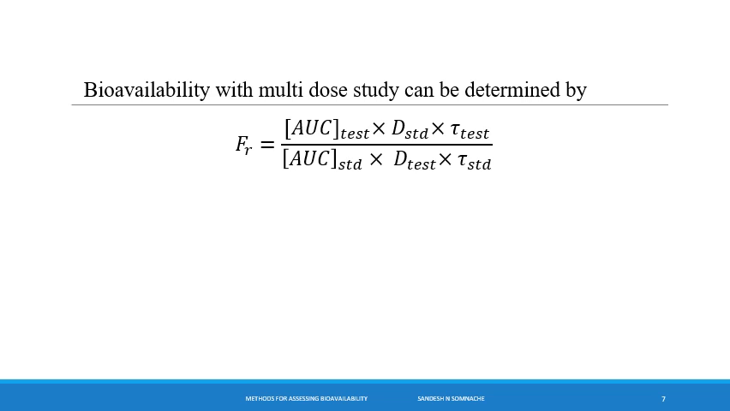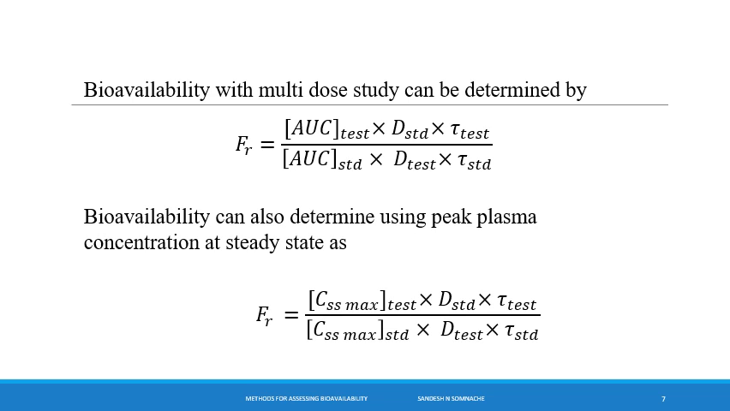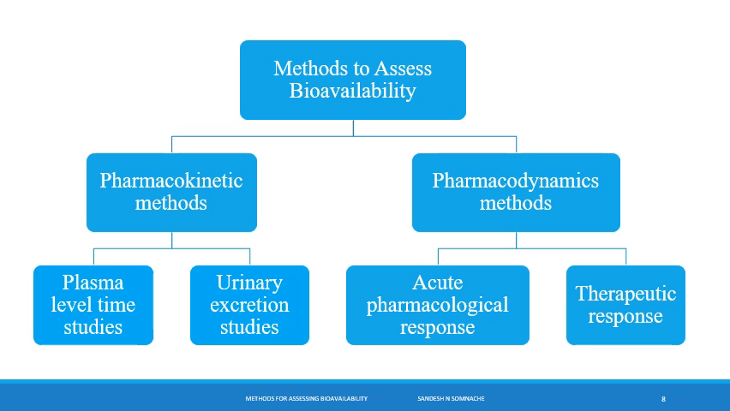In case of a multi-dose study, area under curve of test into dose standard and tau test divided by area under curve standard into dose test and tau standard can be used to determine bioavailability. Peak plasma concentration of the test as well as standard can also be used to determine the bioavailability.